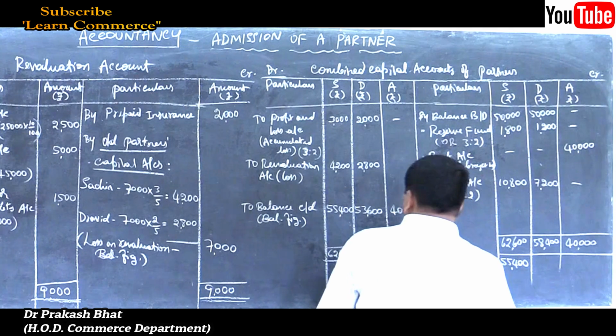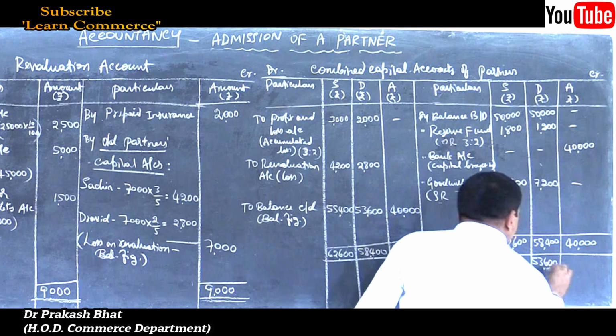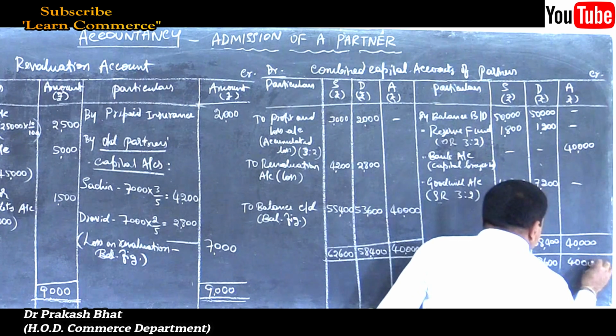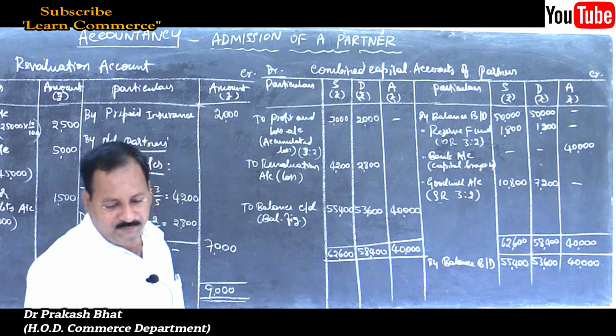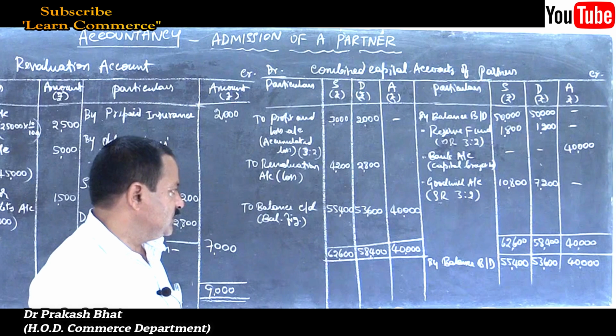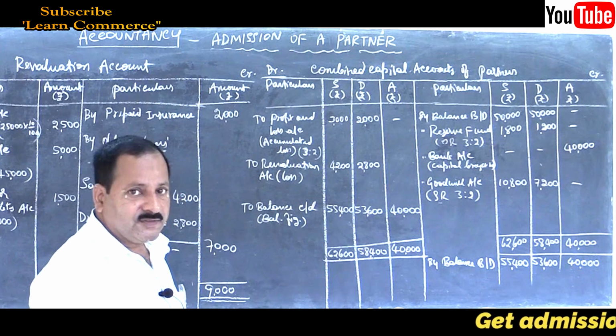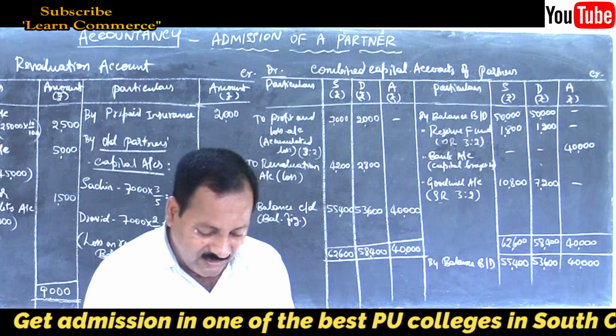then 53,600, and the last one 40,000. That's all. Don't draw a line, keep it as it is. 55,400, 53,600 and 40,000. Yes. Now let us prepare the balance sheet.